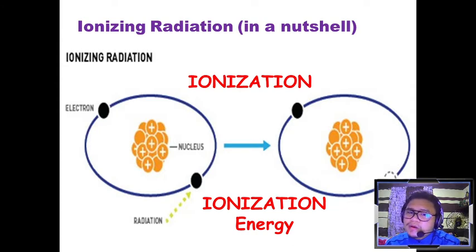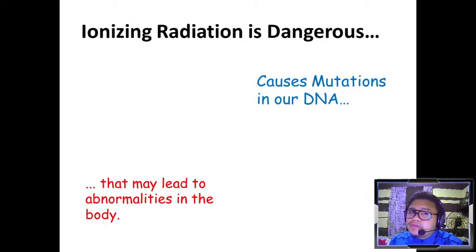Now, it's because if an EM wave carries a very high ionization energy, enough to knock the electrons out of the atom, it could be very dangerous. And in fact, ionizing radiation is dangerous. It can cause mutations in your DNA that may lead to abnormalities in your body or to an offspring.